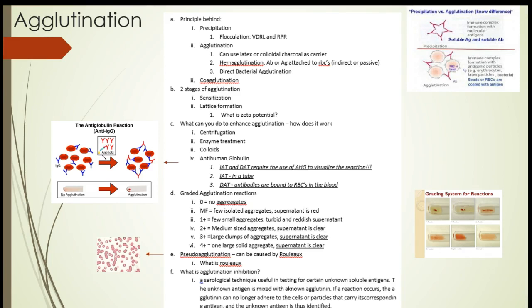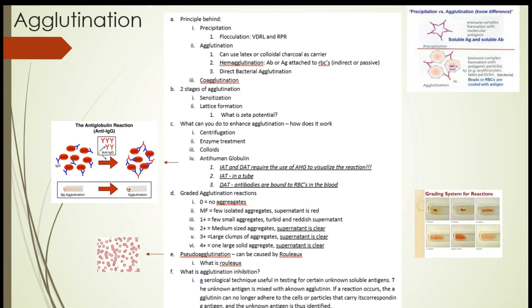Agglutination is a big reaction where you have beads or RBCs that are coated with the antigen, and the antibodies come in and create a very visible agglutination. So you have that extra piece in there, where precipitation is soluble, and agglutination has some type of carrier piece to it, okay? Know what those two stages of agglutination are: sensitization and lattice formation.